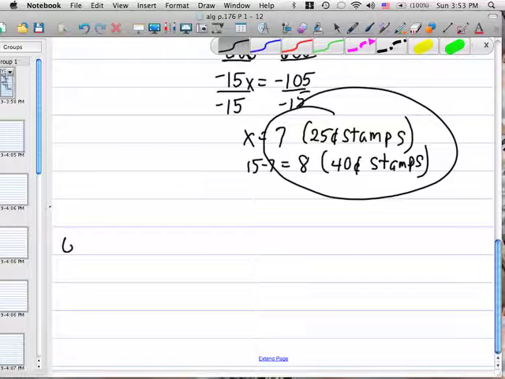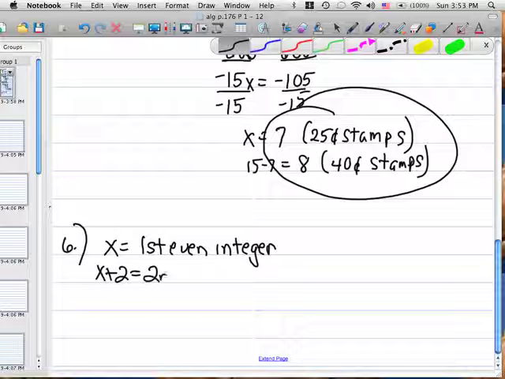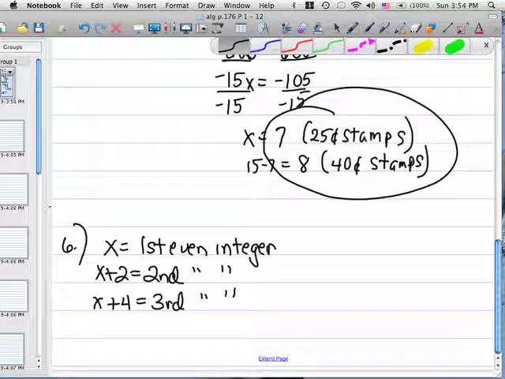Problem number 6 says the average of 4 consecutive even integers is 17. Find the integers. So X equals the first even integer. These go up by 2. X plus 2 equals the second even integer. X plus 4 equals the third. And X plus 6 equals the fourth.